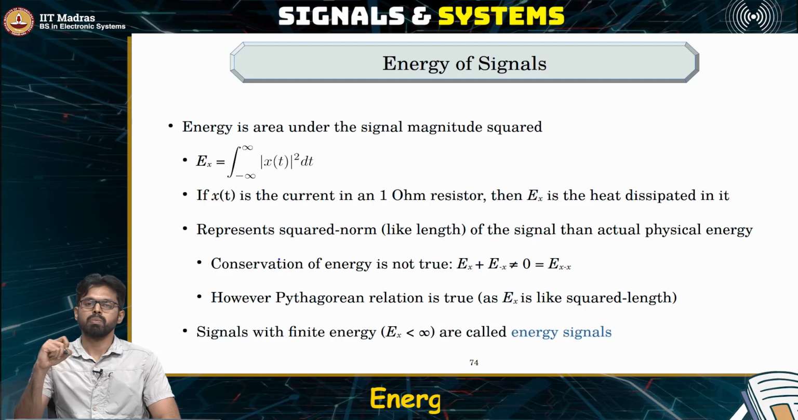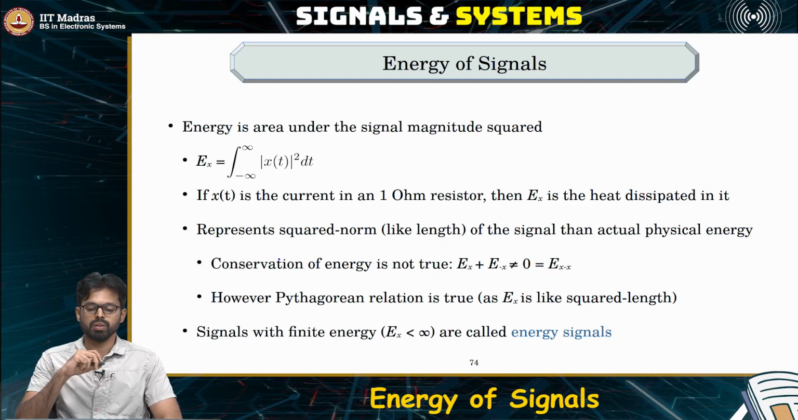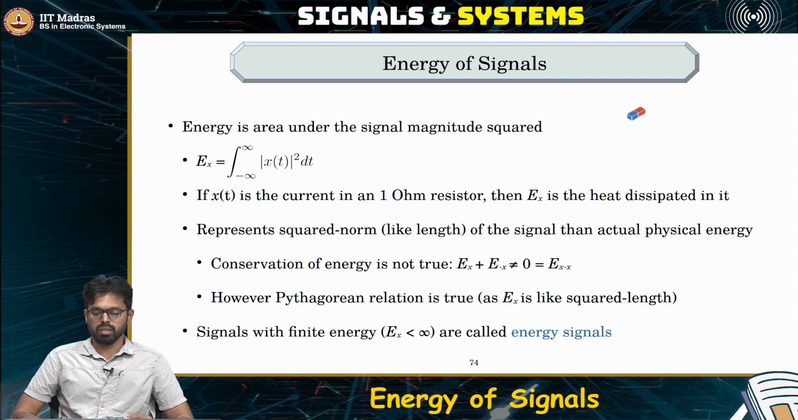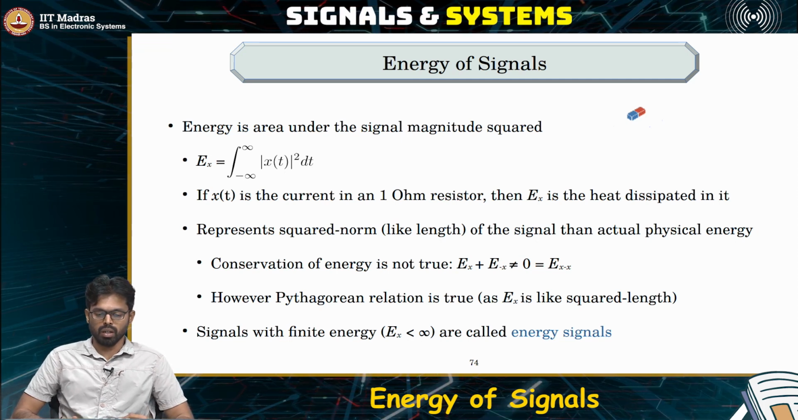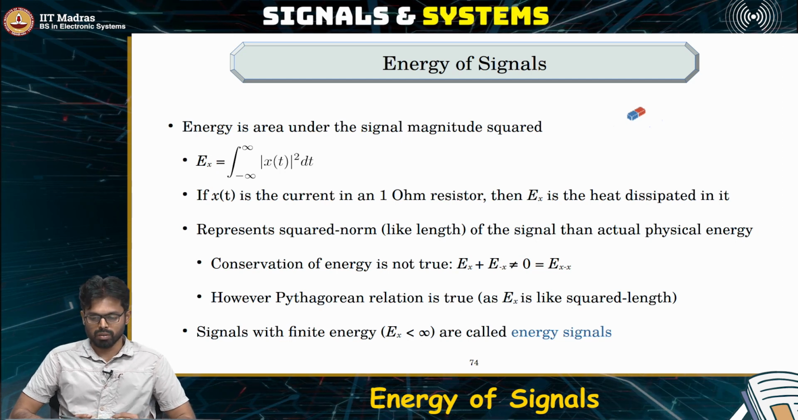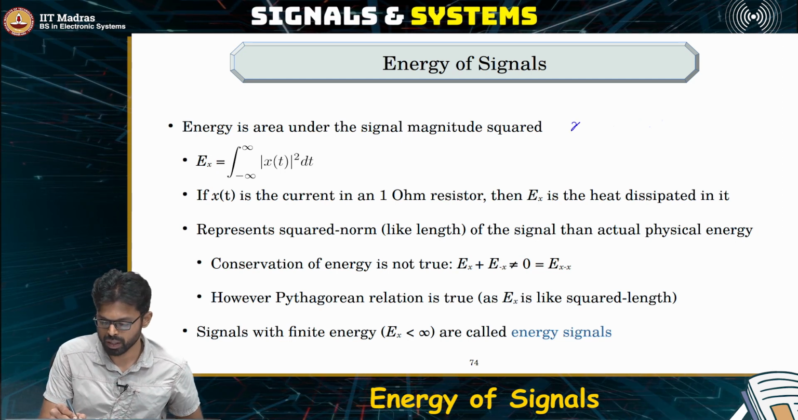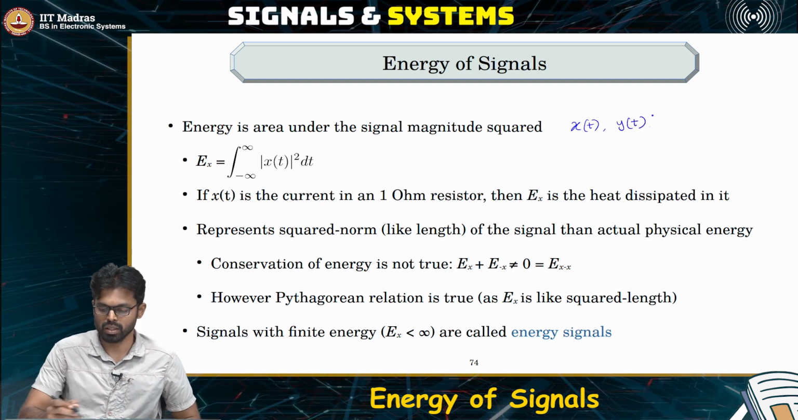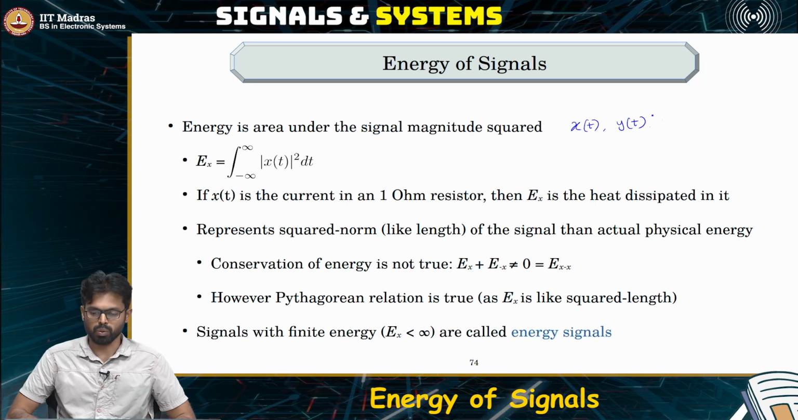Now we'll come to the next property of the signal. We refer to this as the energy of the signal. So the next property of signals we'll see is the energy of a signal. The energy of a signal comes in handy in several scenarios. For example, let's say we want to compare two signals x of t and y of t, and we want to say that they are either equal or approximately equal.